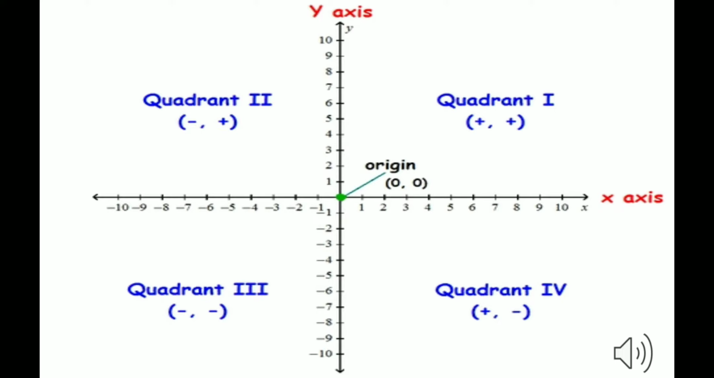Third quadrant has both the things negative, that is abscissa also negative and ordinate also negative, that is minus minus, that is the third quadrant. And the last is the fourth quadrant, where y is negative but x is positive, that is plus minus, and that is the fourth quadrant. So these were the basics for a graph.